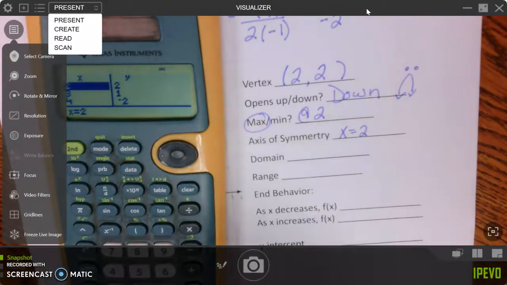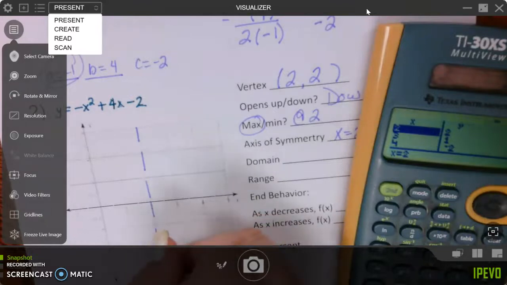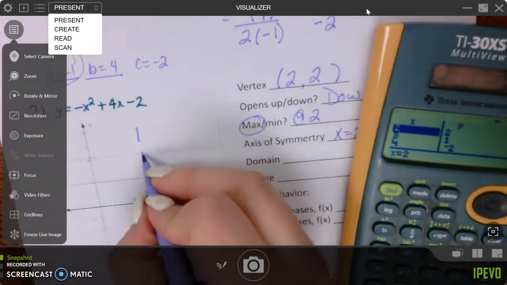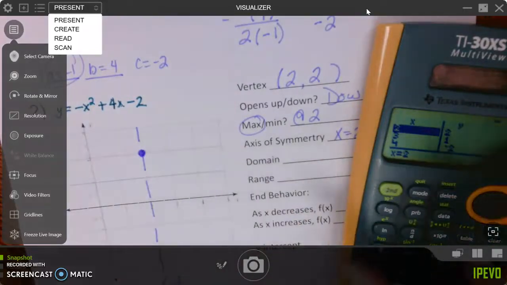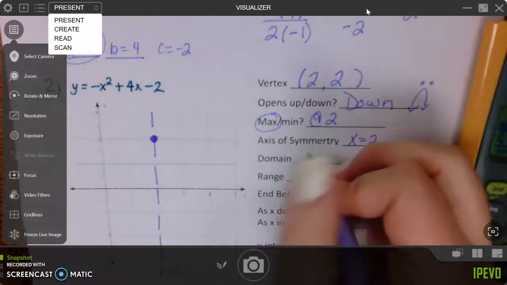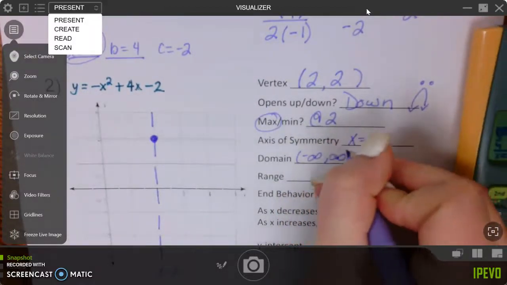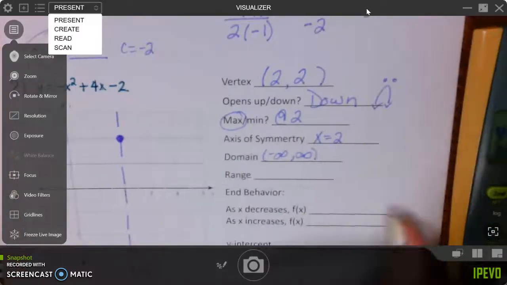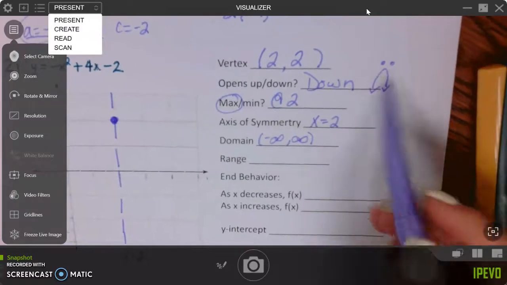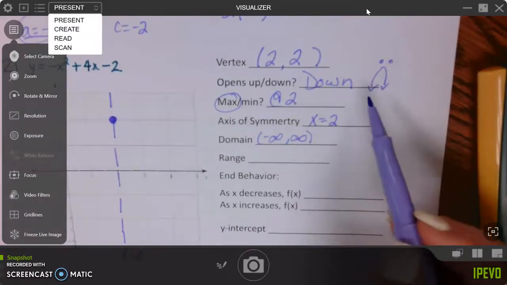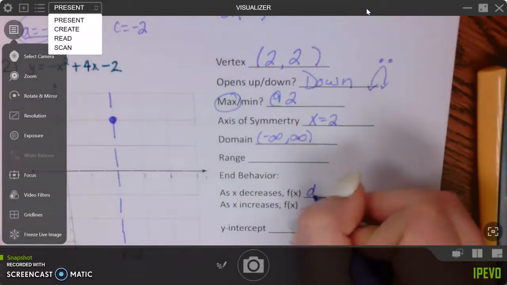All right. So this is our vertex. We have 2, 2 right here. Right. So the domain is going to be all real numbers, which is negative infinity to positive infinity. And let's scroll down to end behavior. Just based off our little bitty sketch with the frowny face, you can see that both arrows are pointing down. That means both of these are going to be decreases.